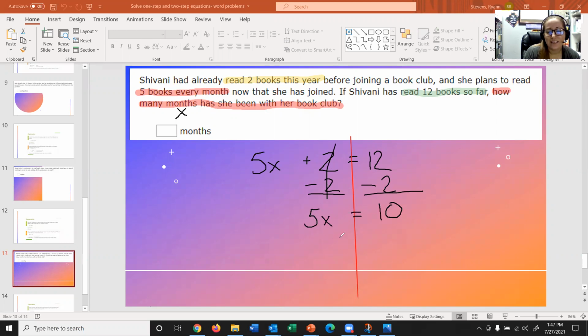Now we can see that we have 5 times x. Since it's multiplication, our inverse operation is going to be to divide both sides by this number that's with x. So we're going to divide both sides by 5. And x is equal to 10 divided by 5, which gives us 2. That means that Shivani has been with the book club for 2 months and has read a total of 12 books.